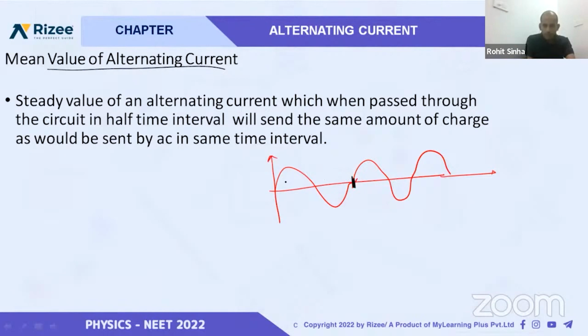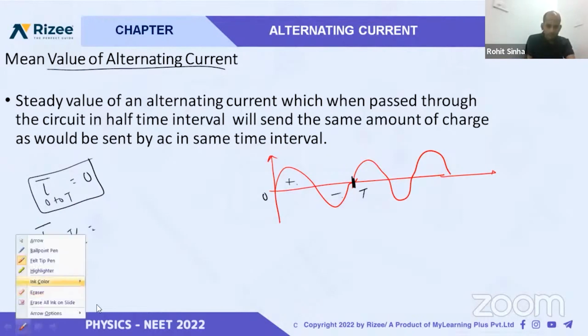What will happen? This is the positive half and this is the negative half, they will get cancelled, and the average current in the complete cycle from 0 to T, one time period, I bar, will come to be 0 because the positive and negative halves cancel each other. So what we do is define average current in half cycle, 0 to T by 2, either positive or negative.